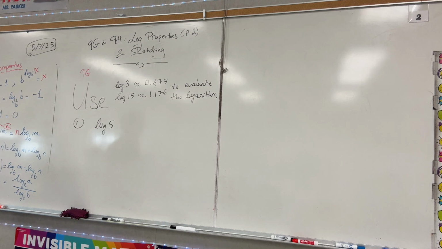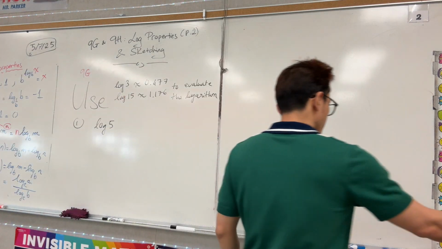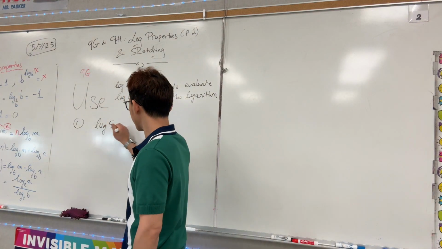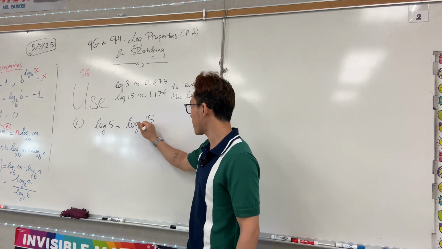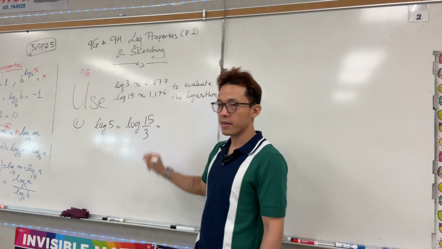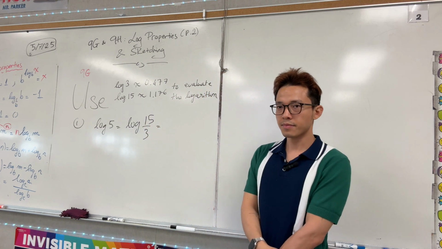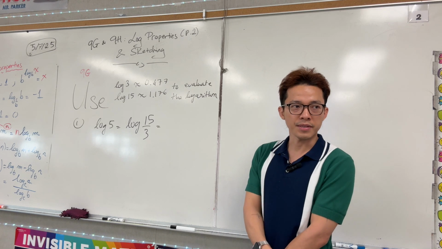Nico? 15 divided by 3 is 5. Very good. How do you write it? So I'm going to change 5 as 15 divided by 3, right? What next? All right, let's give Nico 1 point. What next?